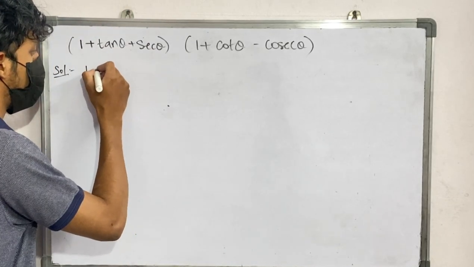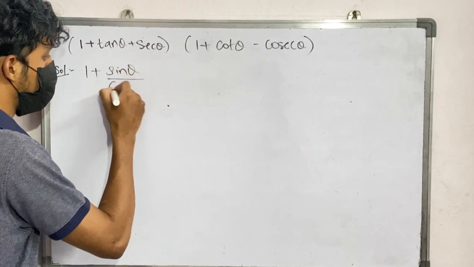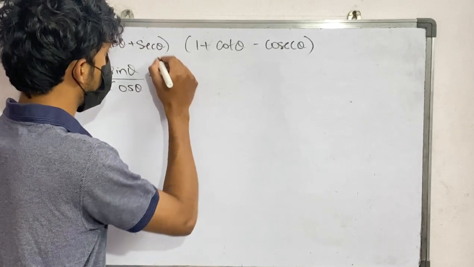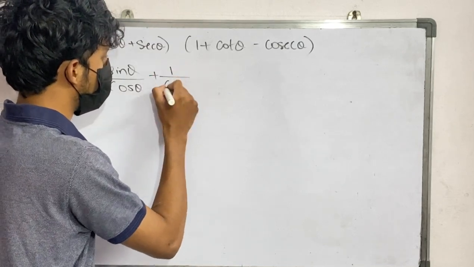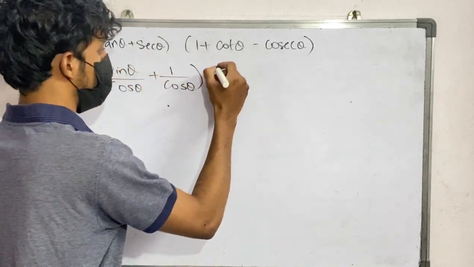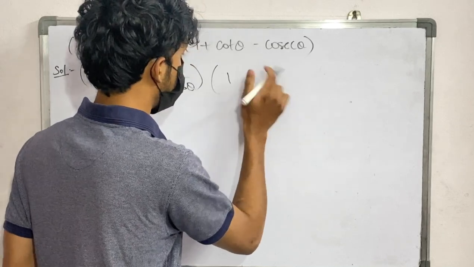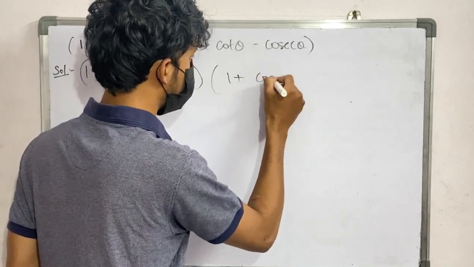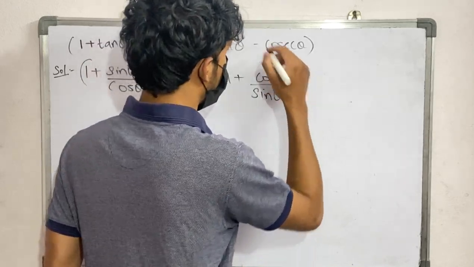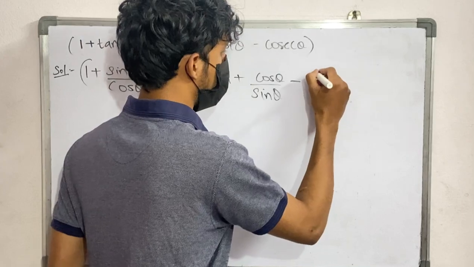Firstly, you know that tan can be written in the form of sin by cos, sin θ by cos θ, and secant θ can be written in the form of 1 by cos. The brackets stay as they are: 1 plus cot θ can be written as cos θ by sin θ, and cosecant can be written in the form of 1 by sin. So 1 by sin we will write here.